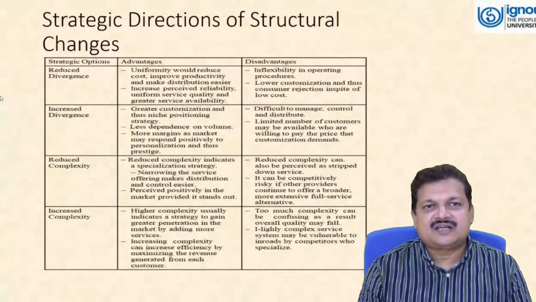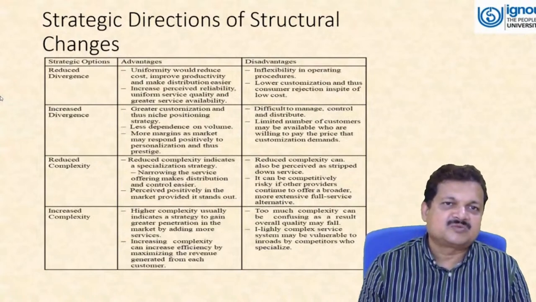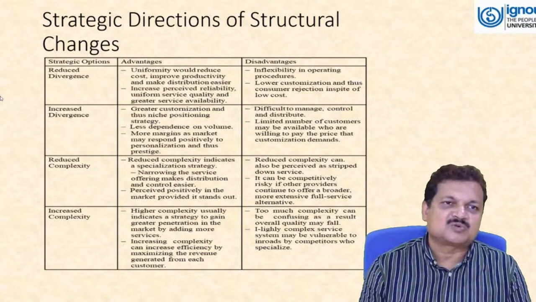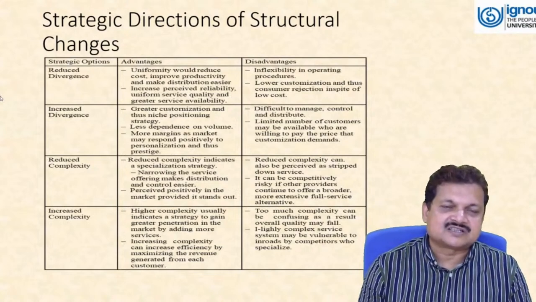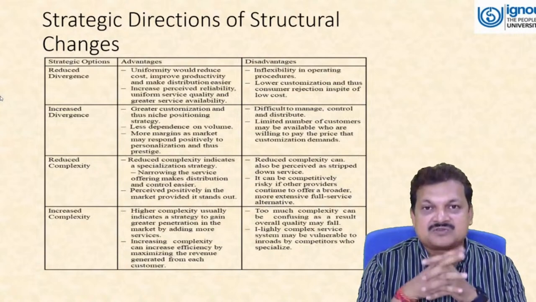So here we will find that reducing divergence, meaning uniformity, would reduce cost and improve productivity. The more uniform you are, the lesser the production cost associated with it. Increased perceived reliability, uniform service quality, and greater service availability. So if a similar kind of service is provided, it means the divergence is less. So definitely the reliability and uniformity of the service will be there.